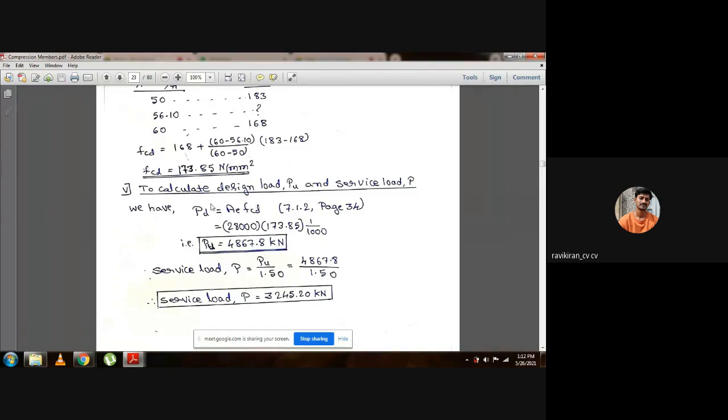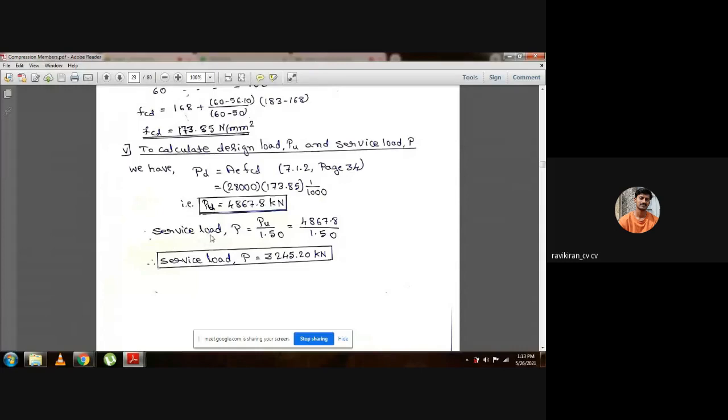You are aware of this. So effective area is 28,000 and FCD we just got the value 173.85, multiplied by 1 divided by 1000, will give us 4867.8 kilonewton. This is the design load. But what we need to calculate is the service load. For this, the factor of safety is given in the question. So if you apply the factor of safety, that is 1.5, we'll be getting the service load as 3245.2 kilonewton.